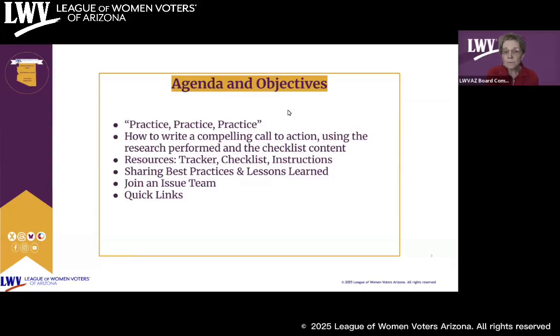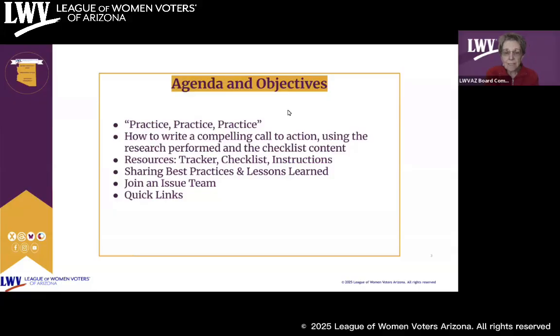We're going to go through some of the resources again, the most critical resources that many of you have used or have heard about. Again, the tracker, the way we monitor and manage all the bills, our checklist, the format, the template we use for analyzing our bills, and then all the various instruction documents that we have.